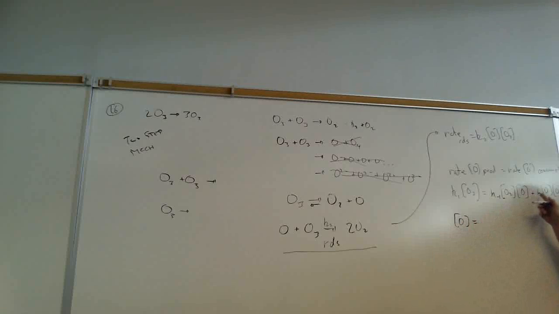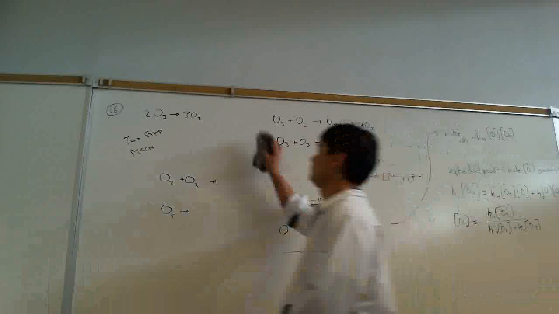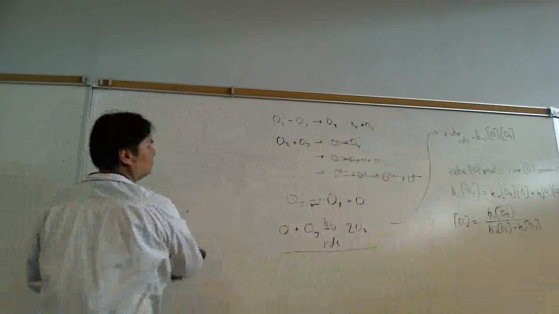The O is going to equal K1 times the ozone first over K minus 1 times the O2 plus K2 times the O3. Is that correct? Okay, then we substitute that back into the rate law.